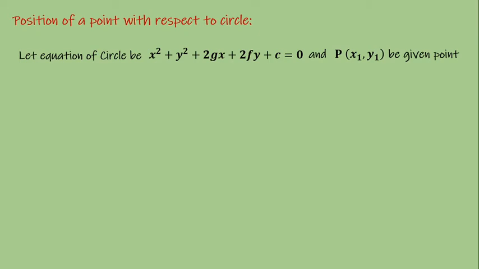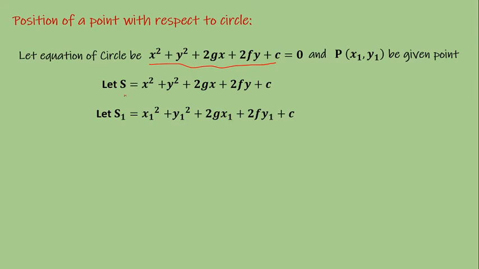Now, before proceeding, just look at the notations. This left hand side of the equation, whenever I'm saying left hand side of the equation, right hand side we are keeping 0. That left hand side of this equation we are considering as capital S. There is one more notation, that is S1. Now what is S1? So this given point, when I put in this S, I get x1 square plus y1 square plus 2gx1 plus 2fy1 plus c. This value I am calling as S1.